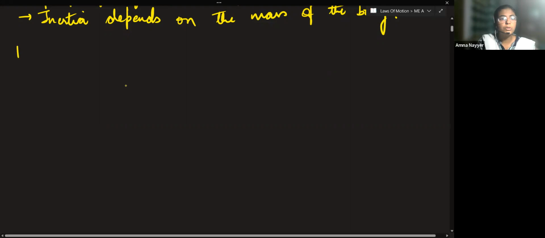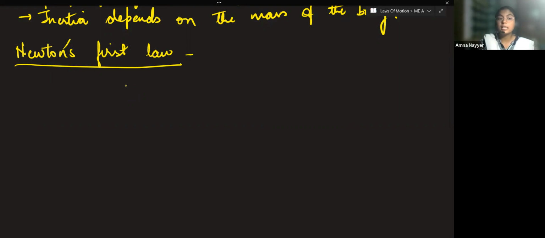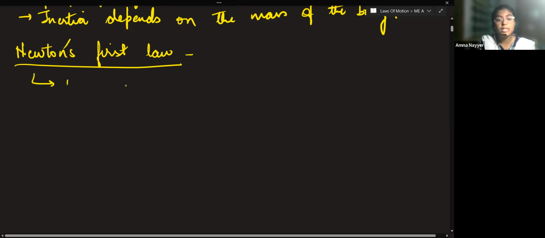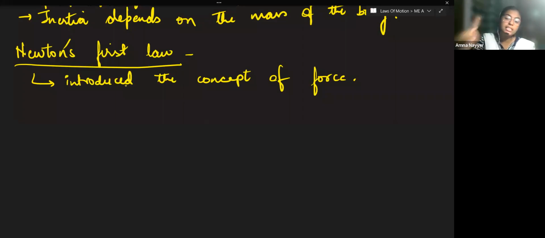So Newton's laws, Newton's first law. Newton's first law basically defines inertia also, and this introduces the concept of force. Newton has only introduced the concept of force. So now what will happen? See, acceleration you have studied. Mass was a basic or intrinsic property. Fine, mass was the fundamental property that we had studied in chapter 2.